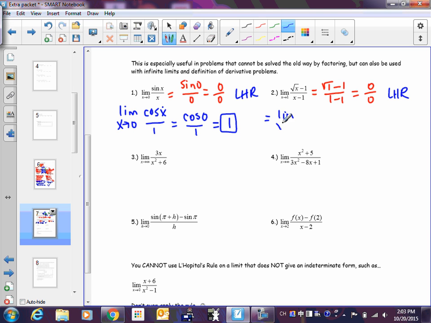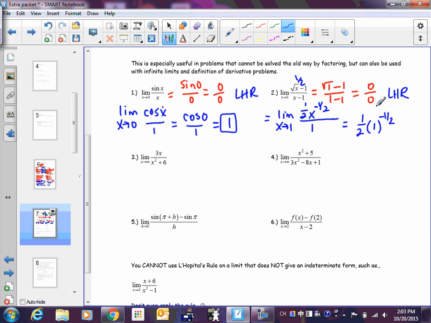So we're going to rewrite the limit as x approaches 1. We're going to take the derivative of the top and then the derivative of the bottom. What's the derivative of the top? 1/2 x to the negative 1/2. Rewrite that as x to the 1/2 if you needed to. Derivative of the bottom is 1. And now we're going to plug 1 in because that's what I'm doing my limit as. 1/2 times 1 to the negative 1/2.